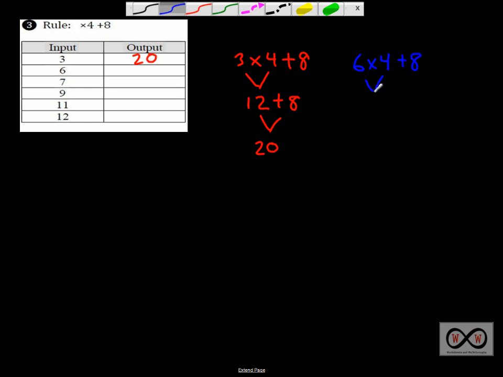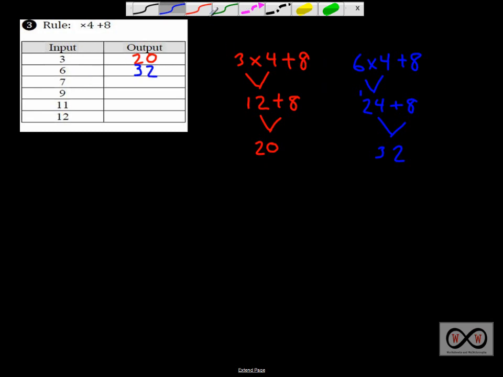6 times 4 is 24. You're probably thinking that. Good. Then we're going to add 8 to that. 8 plus 4 I know is 12, and we'd carry up 1 over here, so 2 plus 1 is 3, giving us 32 on the output side.